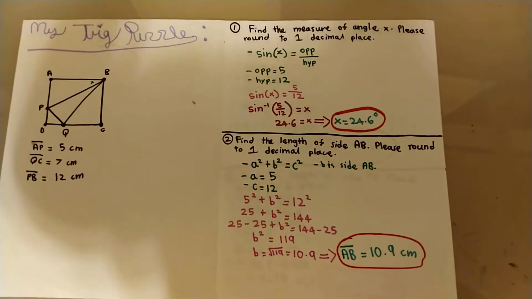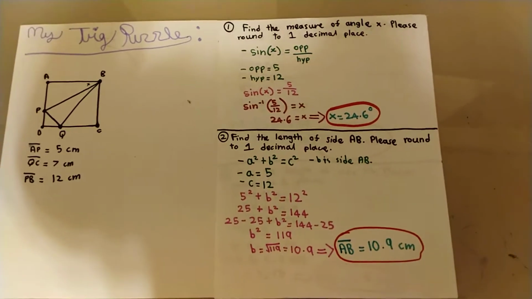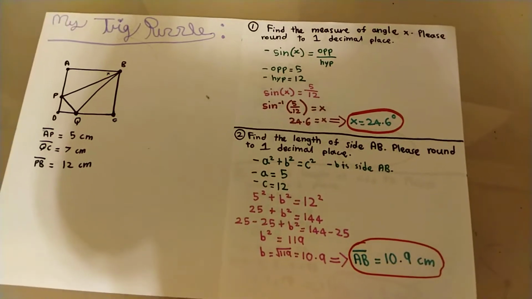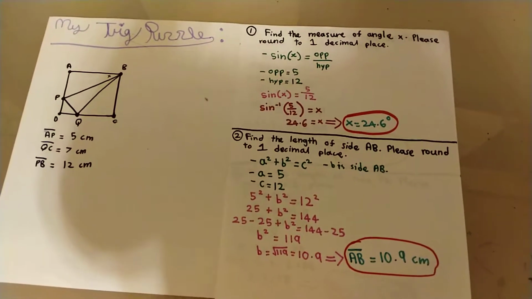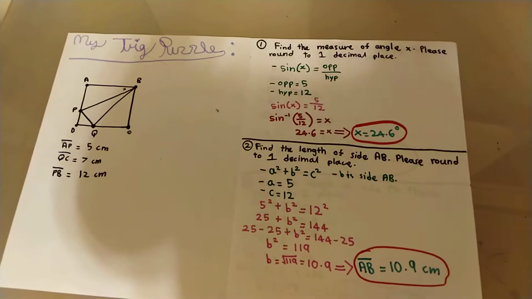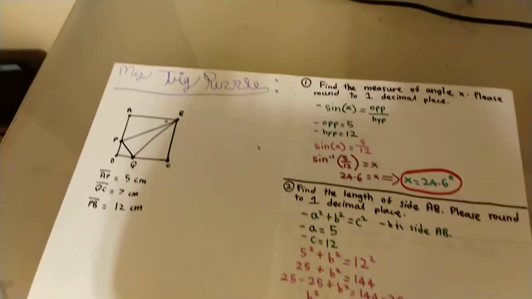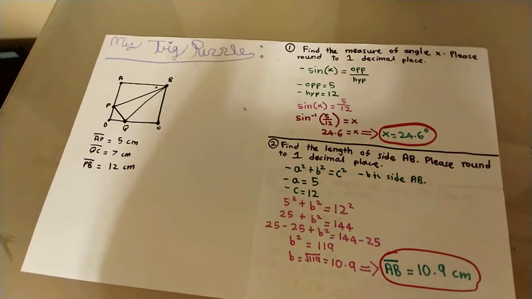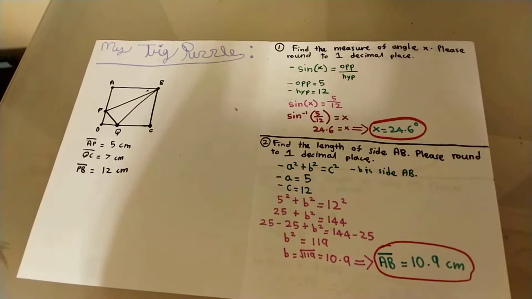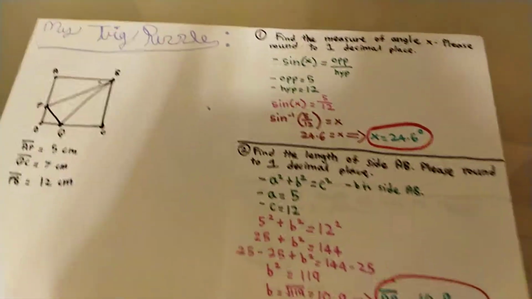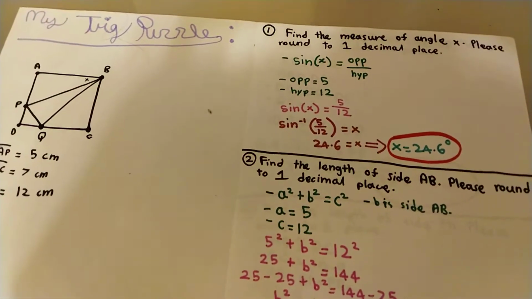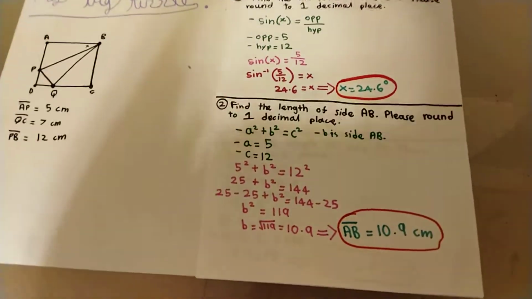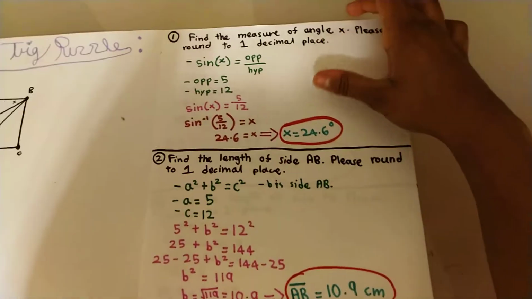Hello guys. Today I solved the trigonometry puzzle, or right triangle puzzle. I was only given that figure ABCD is a square. Segment AP is equal to 5 centimeters. Segment QC is equal to 7 centimeters. And segment PB is equal to 12 centimeters. And I had 5 problems to do with just this given information, which took a long time.